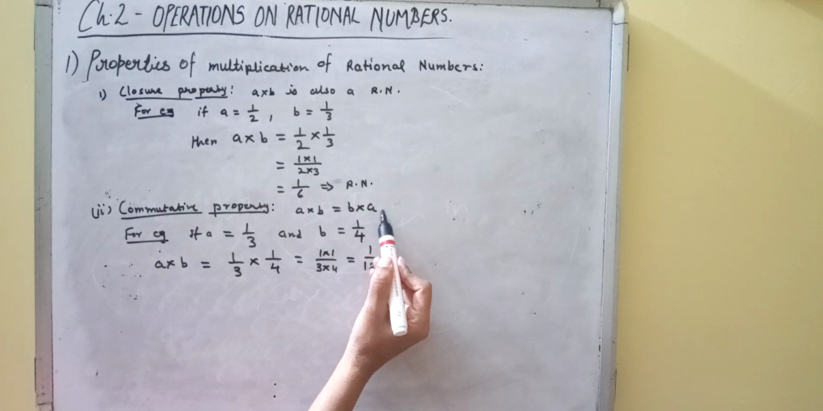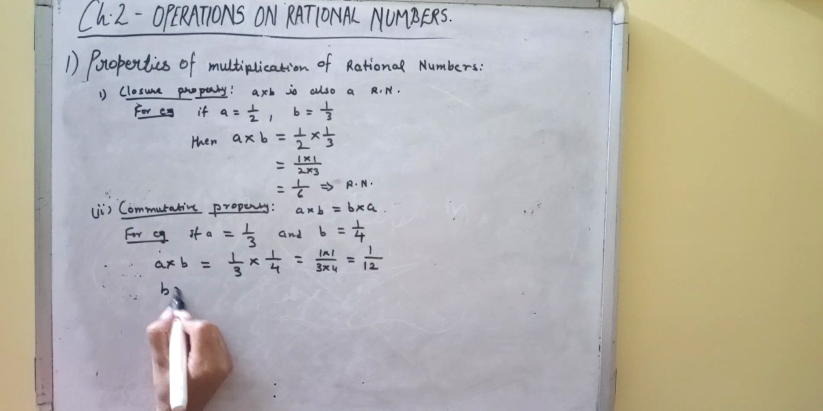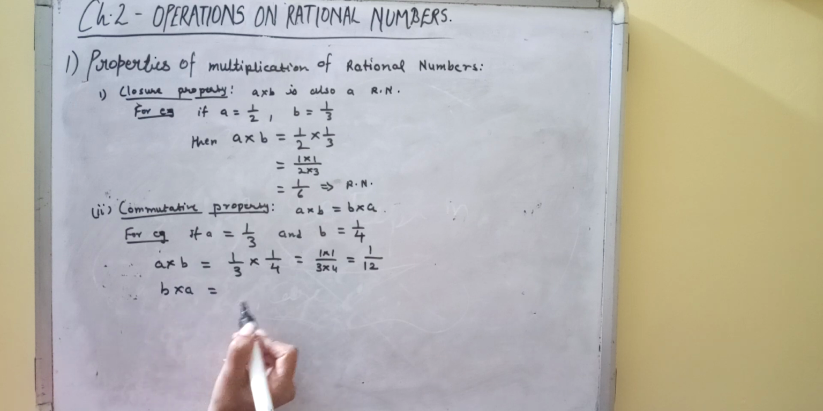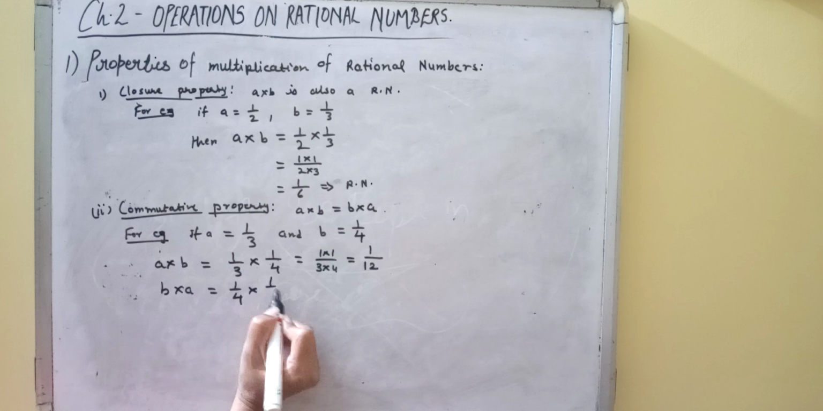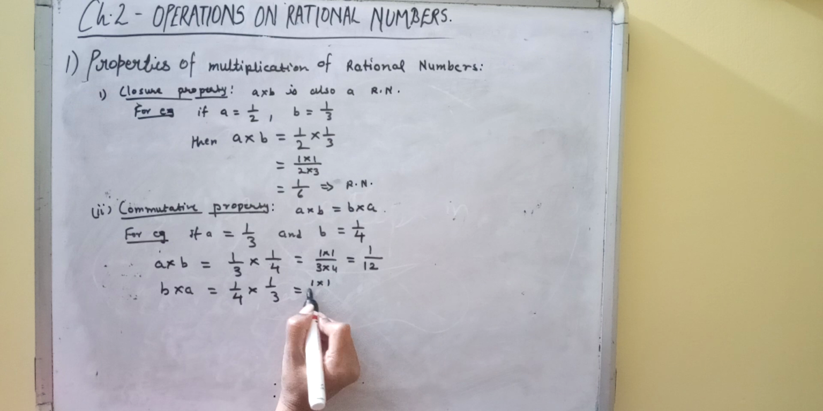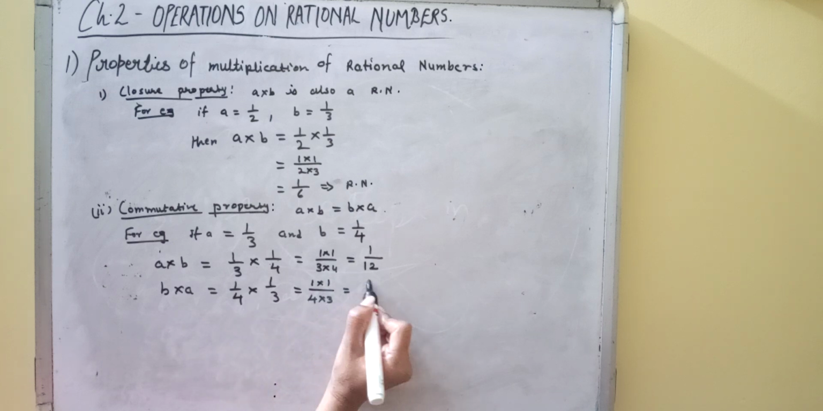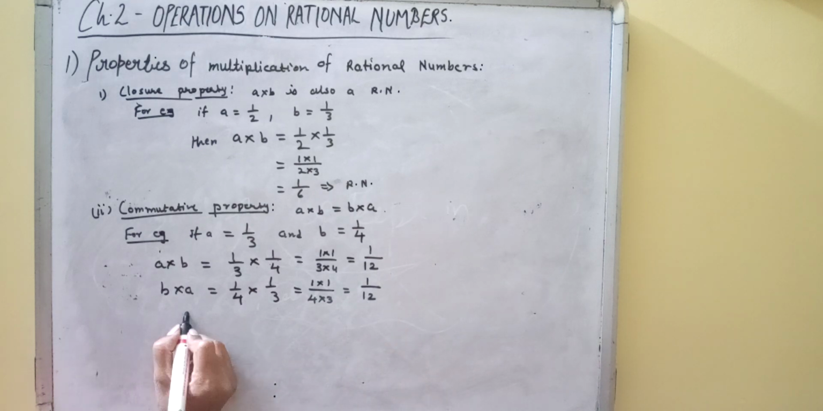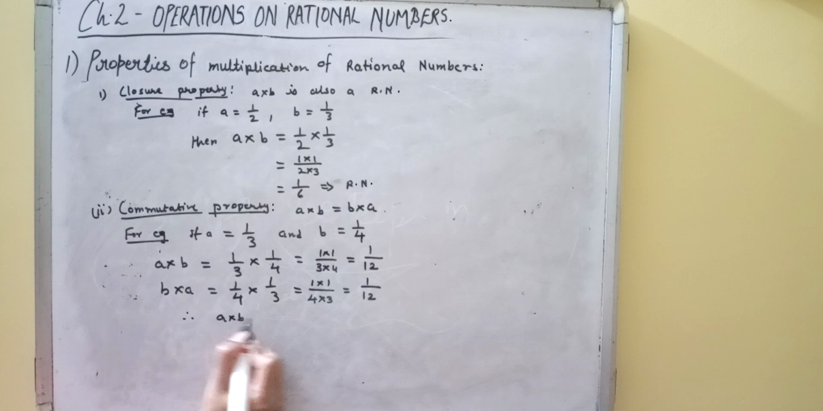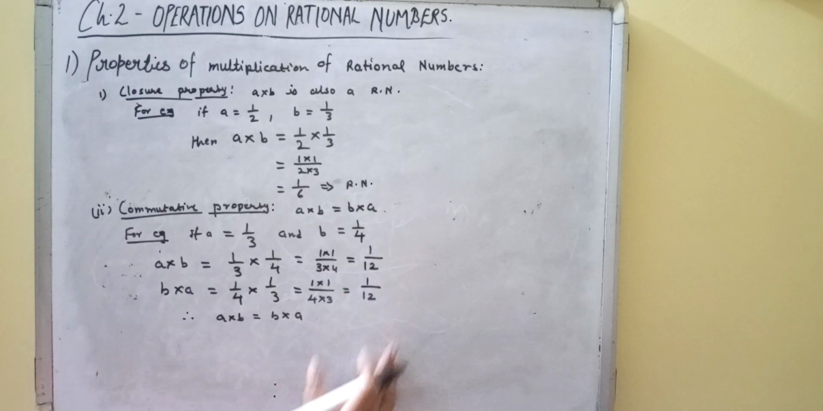Now we will solve the right hand side, that is B into A. B is 1 upon 4 and A is 1 upon 3. Now here multiply numerator by numerator and denominator by denominator. We will get 1 upon 12. Therefore, A into B equals B into A. So we verify the commutative property.